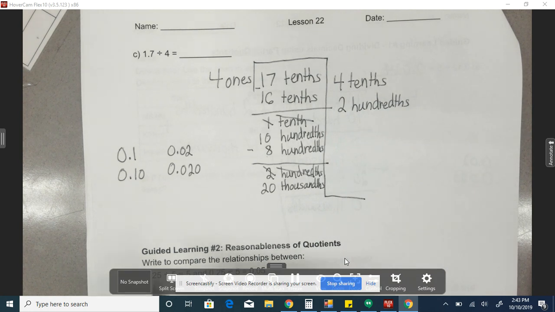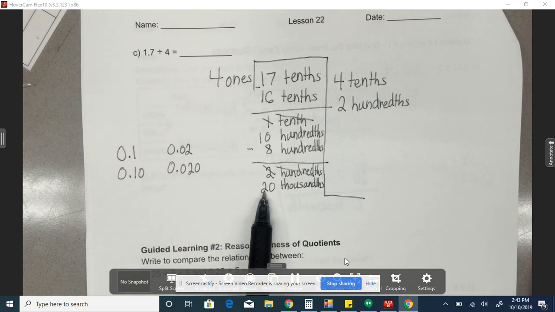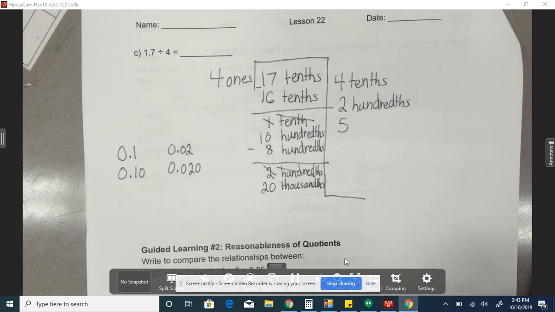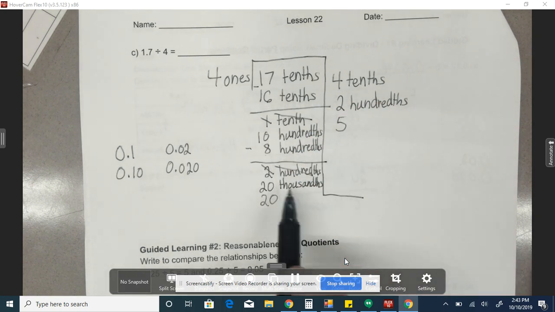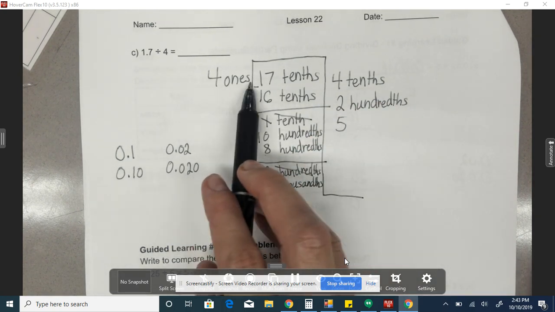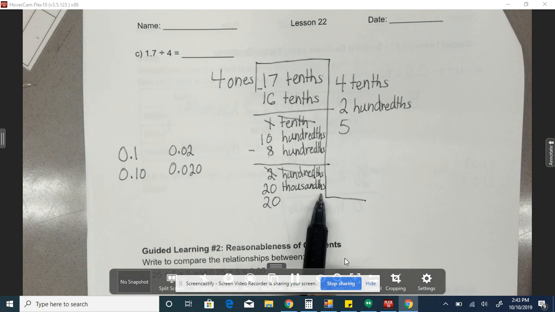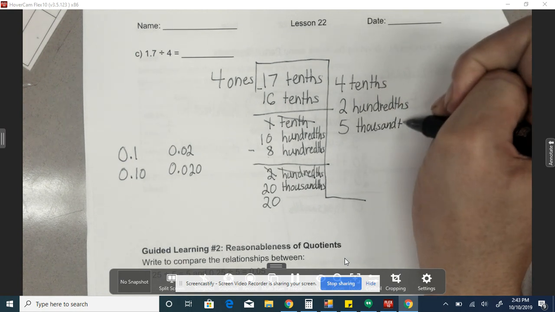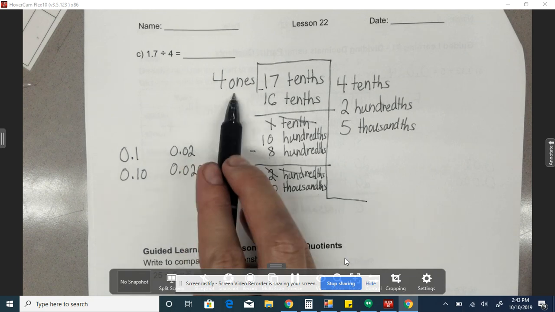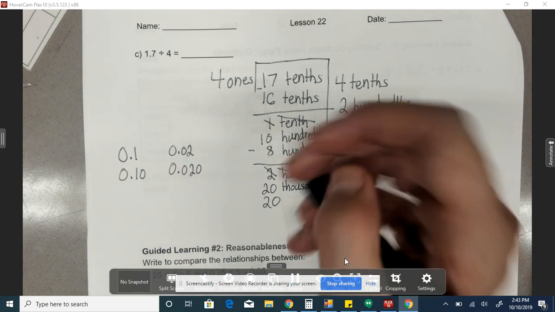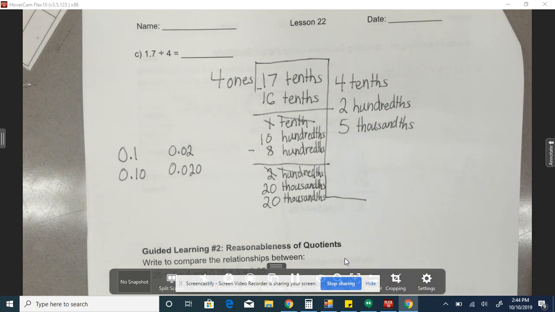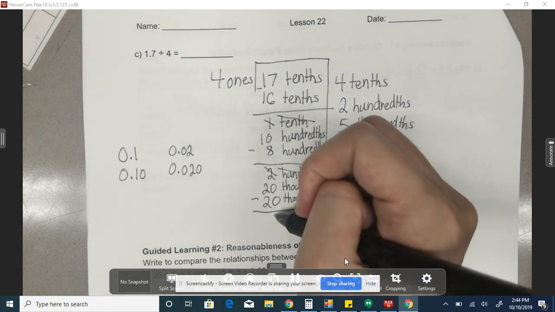Now I'm thinking to myself, what can I multiply by 4 to get close to 20 without going over? 4 times 5 equals 20. So I'm going to write 20 here. I need to get to my thousandths, so I'm thinking, what can I multiply by the ones place to get me to the thousandths place? Oh, I know that ones times thousandths equals thousandths. So 4 ones times 5 thousandths equals 20 thousandths. I'm going to subtract 20 thousandths minus 20 thousandths equals 0 thousandths.